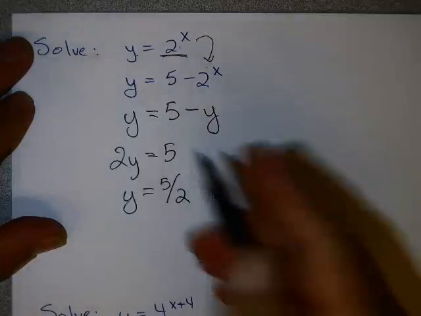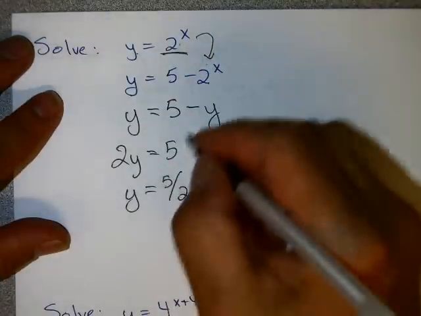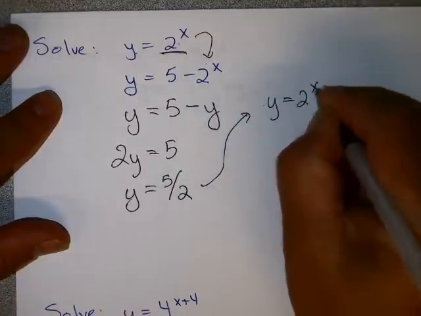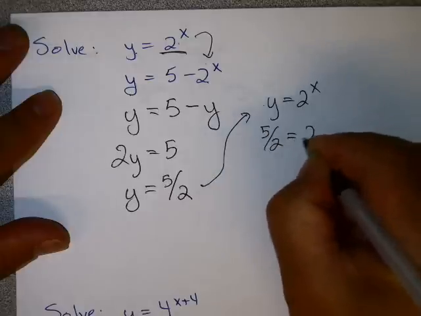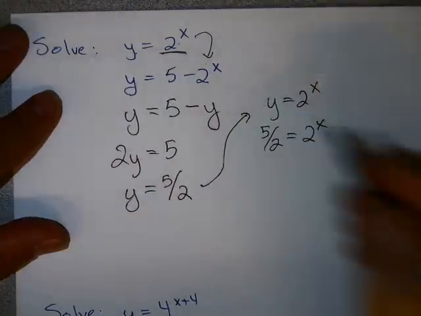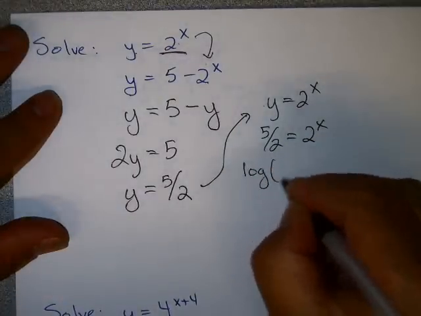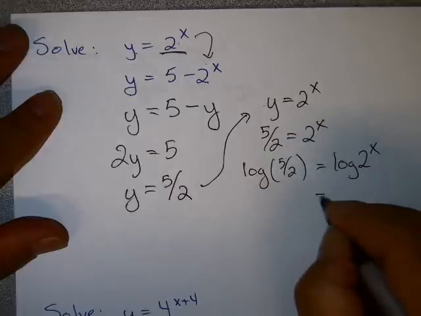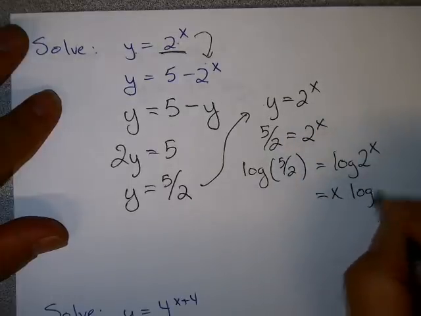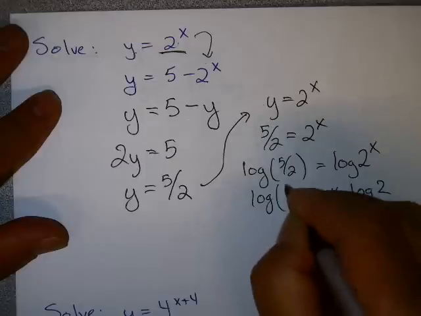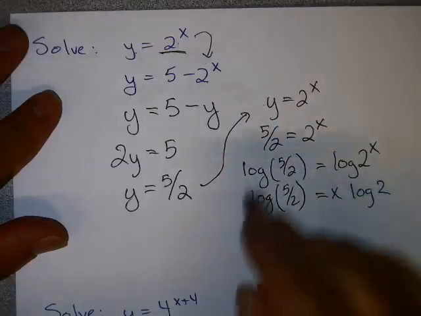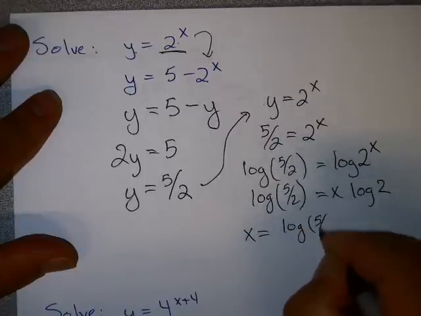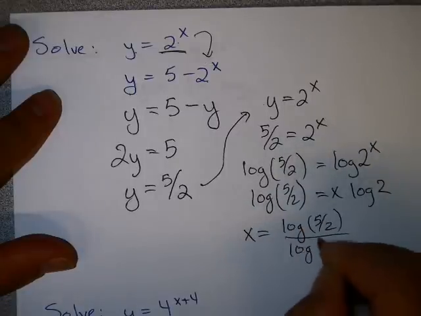Okay? If y equals 5 halves, then using my first equation, I can get that y equals 2 to the x, so 5 halves equals 2 to the x. Now remembering your work in chapter 13, this problem is going to involve logarithms. Log 5 halves equals log 2 to the x. Allows you to bring the x down. And when I do this all, I get x equals log 5 halves over log 2.